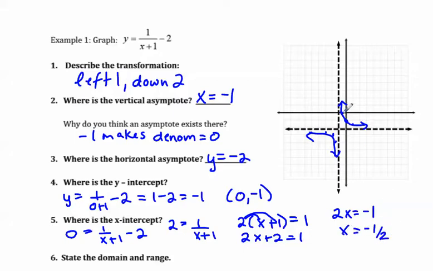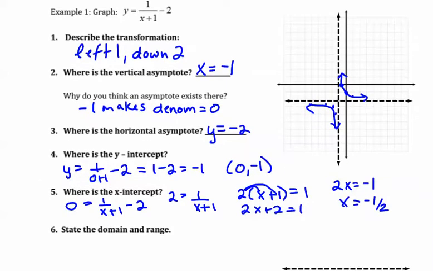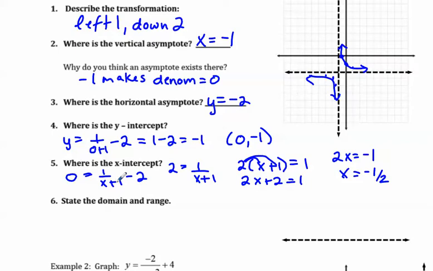So x equals -1/2 is right here, and it looks like our branches follow that pattern as well. The domain and range, you want to have everything except for the asymptotes. So from the left, you start at -infinity all the way up until -1, but leave -1 out. So your domain is -infinity to -1, leave it out, and -1 to infinity.